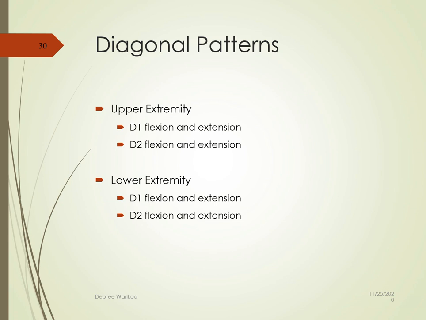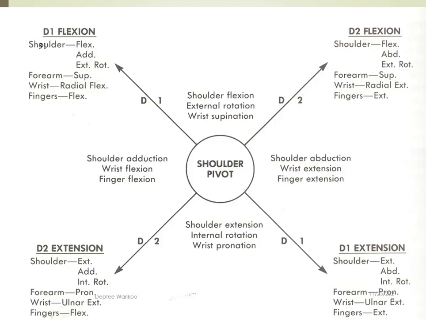Now the diagonal patterns are D1 diagonal pattern and D2 diagonal pattern. So upper extremity D1 flexion extension, D2 flexion extension, same lower extremity D1 flexion extension, D2 flexion extension. So this is a basic diagram which will tell you about the diagonal patterns.